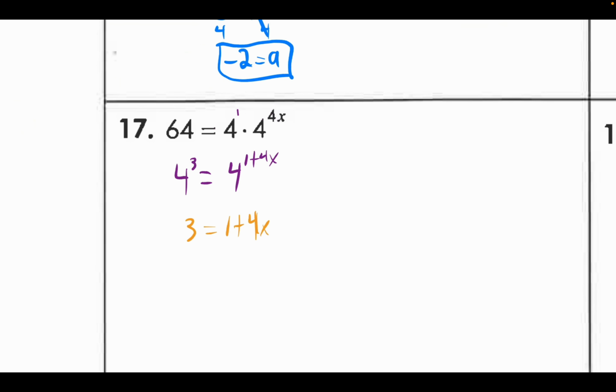So it's combining what we did on problems 3 and 4 at the beginning of the notes and the end of set 1 with what we were doing here in set 2 of changing bases. And so now as I subtract 1 from each side, I get 2 equals 4x. And I divide both sides by 4. And I get x equals 1/2.